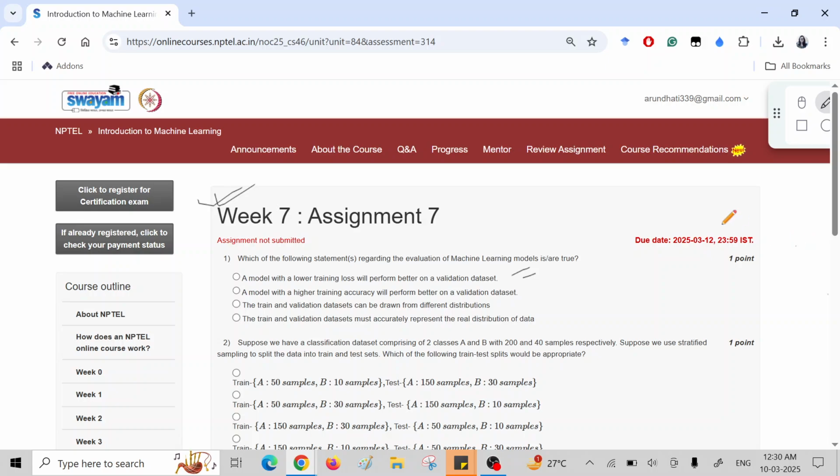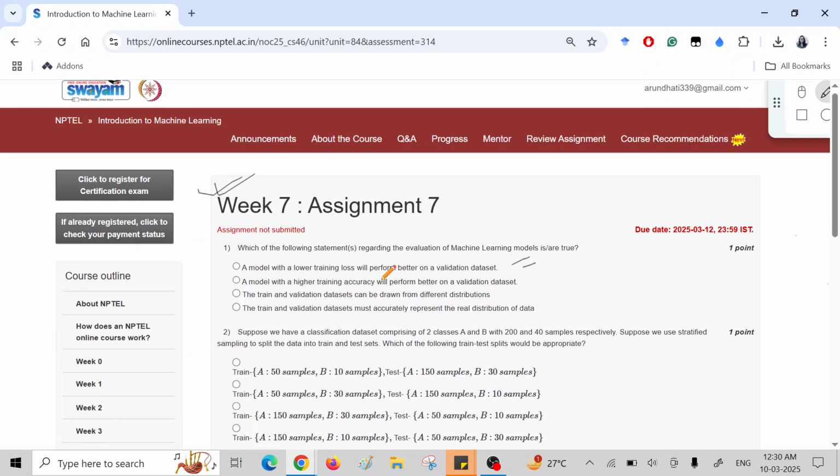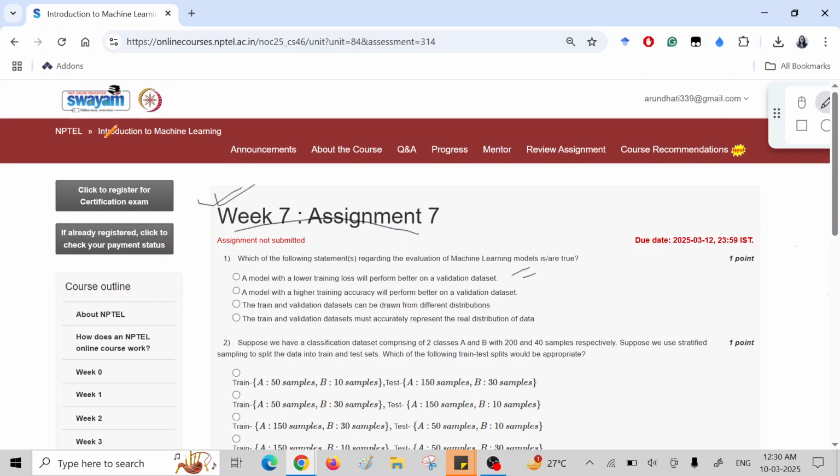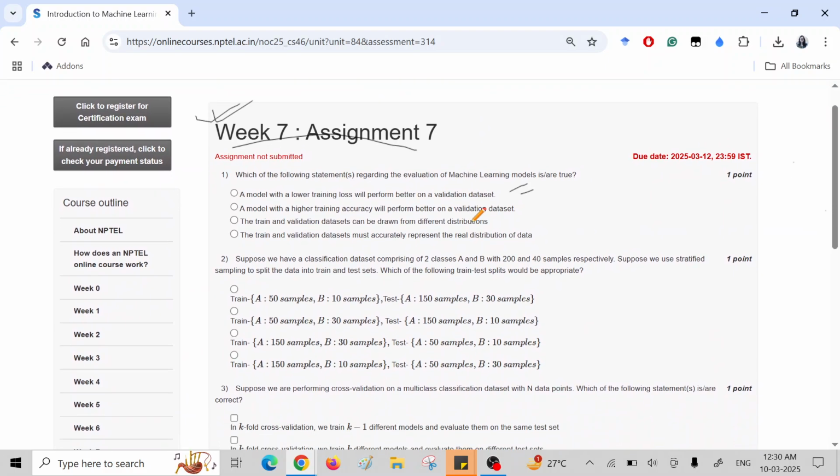Hello everyone. So today we'll discuss some of the questions from the week 7 assignment of the course Introduction to Machine Learning by NPTEL. Okay. So here the question number 1: which of the following statements regarding the evaluation of machine learning models are true?